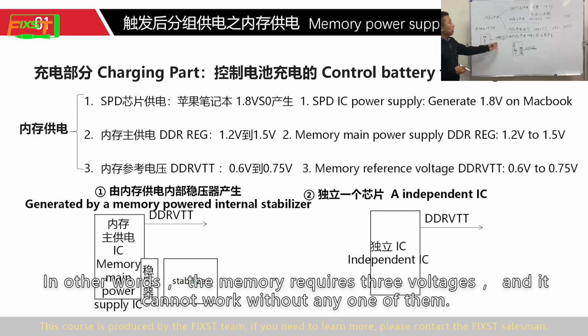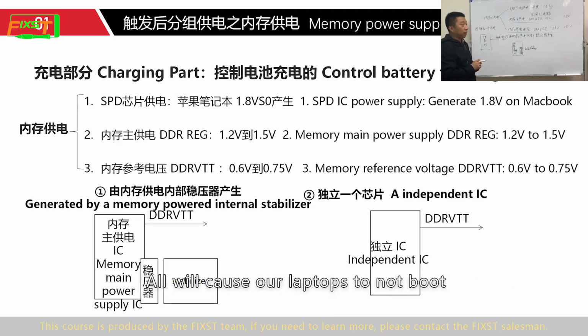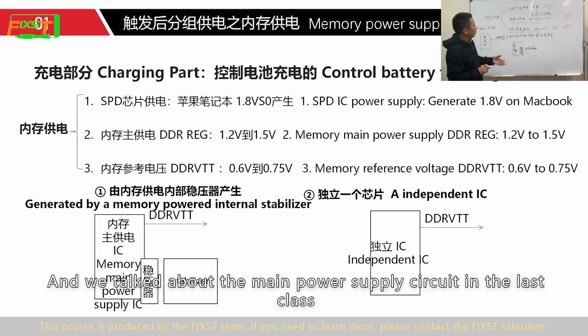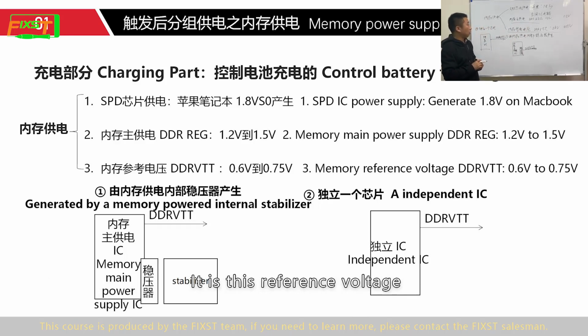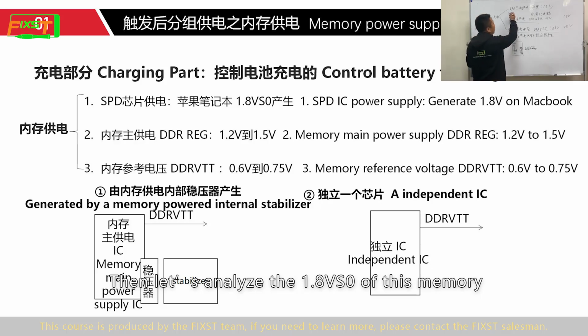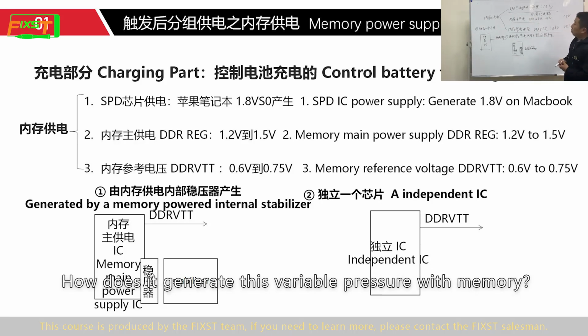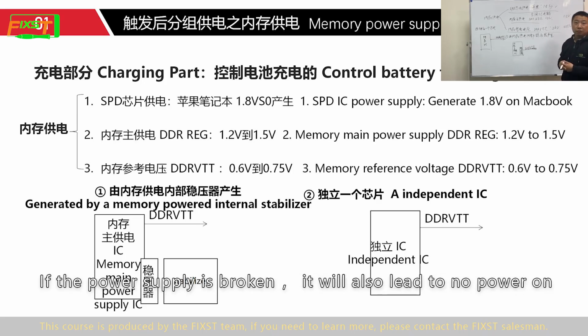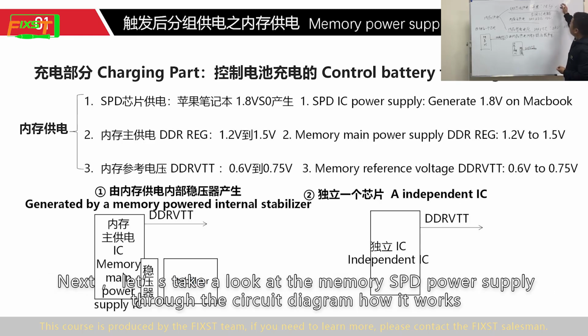In other words, the memory requires 3 voltages, and it cannot work without any one of them, or it will cause our laptop to not boot. And we talked about the main power supply circuit in the last class. It is this reference voltage. Then let's analyze the 1.8 VSO of the memory. How does it generate this voltage for the memory? If the power supply is broken, it will also lead to no power on. Next, let's take a look at the memory SPD power supply through the circuit diagram, how it works.